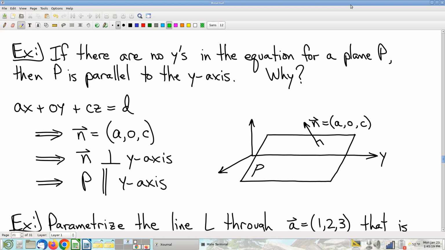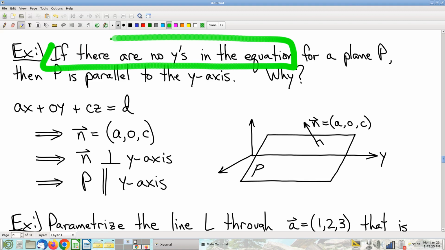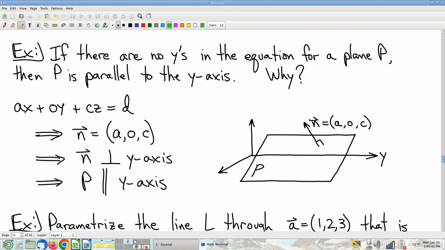If you have a plane and if there are no y's in the equation, as a for example, and sometimes this will happen, you'll have an equation, it'll be ax plus cz equals d. Right? No y's in the equation. This very quick little observation about the equation has a powerful conclusion. Your plane is parallel to the y-axis.